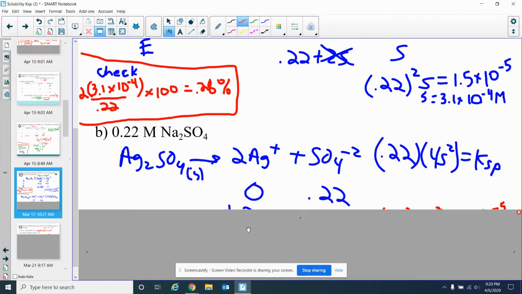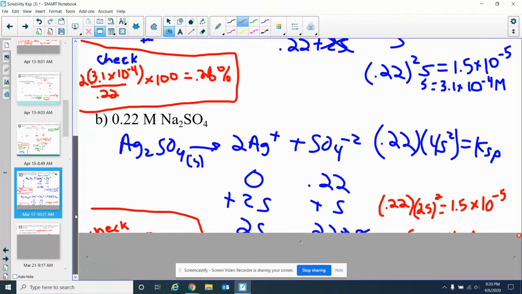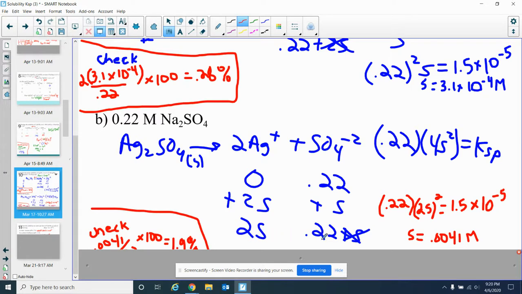So again, plugging in the plus 2S and S for my amount that it's going to gain, I come up with 2S for the silver ion concentration and 0.22 plus S for the sulfate. Again, I'm going to ignore that plus S and just plug in 0.22. So 0.22 times 2S squared, since there's two silvers, equal to the KSP of 1.5 times 10 to the minus fifth.